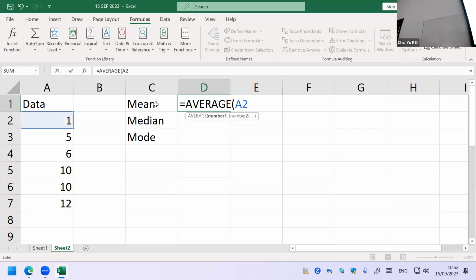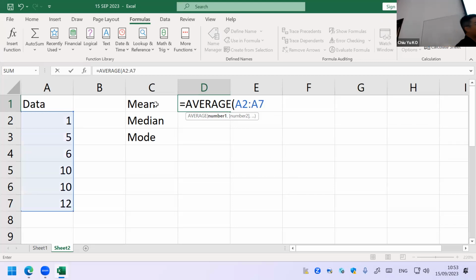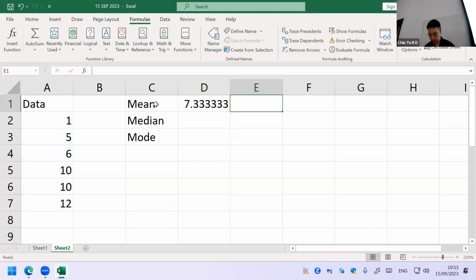The shortcut to this in Excel is you can have a colon: A2 colon A7. You can even see Excel very clearly shows you the blue area. This is the area that the data comes from. Is that clear? So this is how you would do it, and once you do that, that's there.